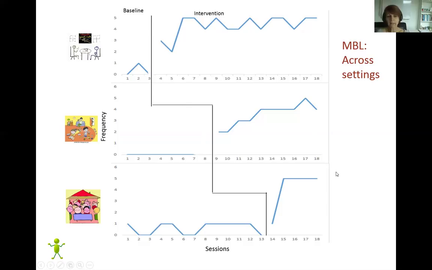Now, obviously, there are some behaviours where that will generalise across settings. So you have to be careful that the behaviour that you're choosing is one that is not going to automatically generalise to a different setting. So you're really trying to design a study where you can keep the baselines fairly independent of each other.